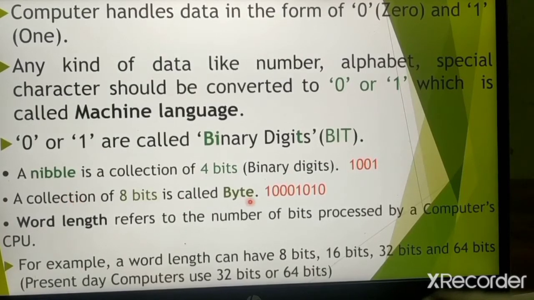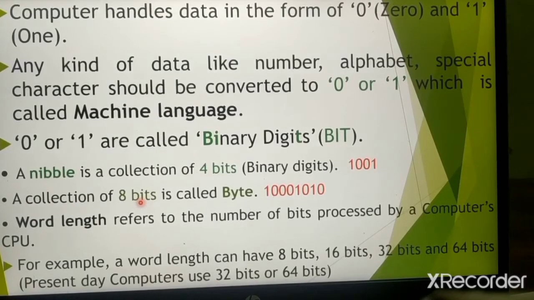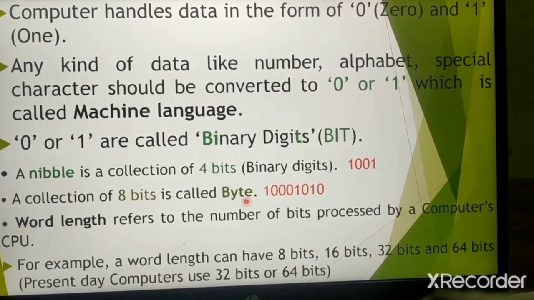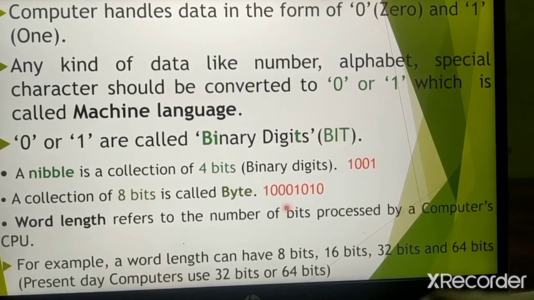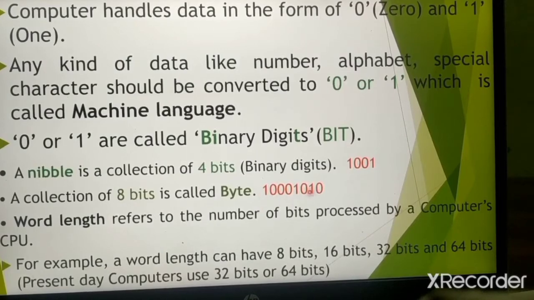Next, what is a byte? A byte is a collection of 8 bits. 8 binary bits are called a byte. So 8 bits is equal to 1 byte. This single digit is called a bit. So like this, 8 bits are called a byte.